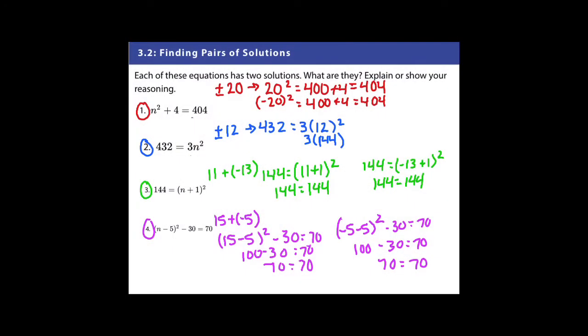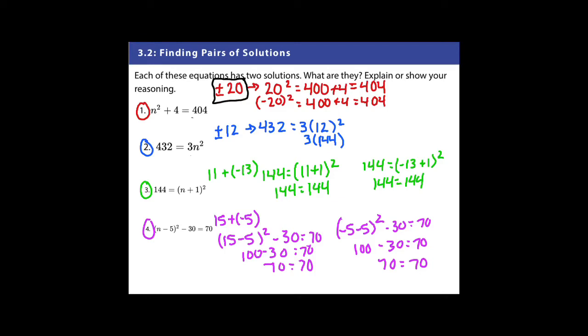Looking at example 2, each of these equations has two solutions. What are they? So number 1 is in red. n squared plus 4 equals 404. So if we do 20 squared, we get 400 plus 4 equals 404. Or if we do negative 20 squared, that will still give us 400 plus 4, which is 404. So the answer for that one is plus or minus 20.